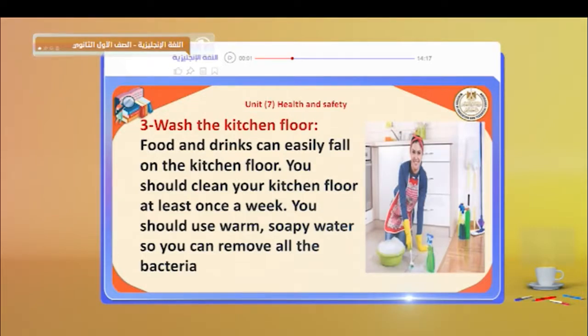So it's advisable for you to clean the kitchen at least once a week. You can do that more than once a week, twice a week or 3 times a week, but at least means the least thing you can do is once a week.